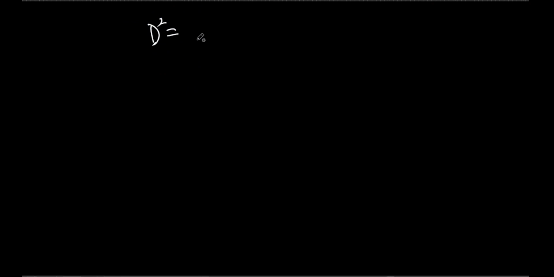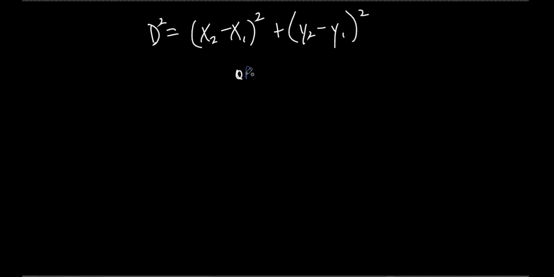So, do you have it memorized yet? D squared equals what? Yeah, x2 minus x1, it's not squared. It's x2 minus x1 squared plus y2 minus y1 what? Squared. Here's another way you might see it.